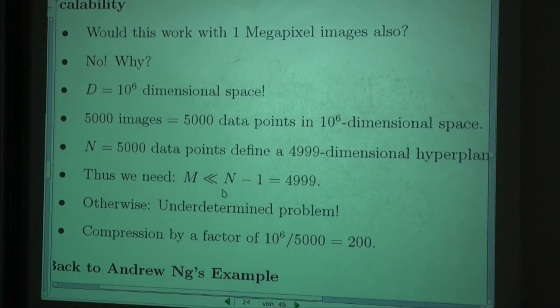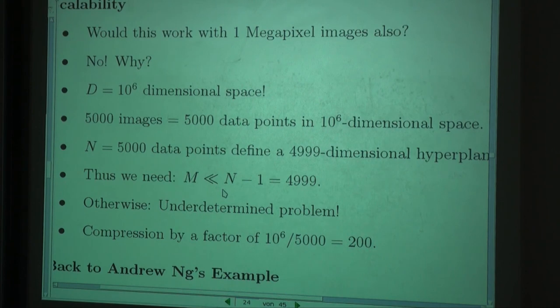Okay, some questions about scalability. This was done with 32 times 32 pixels, which is approximately 1,000 pixels per image. Would this work with 1 megapixel images also? That's the question. And my answer is no. And why would it probably not work? Maybe it might work, but I guess it would not work. And the argument is the following.